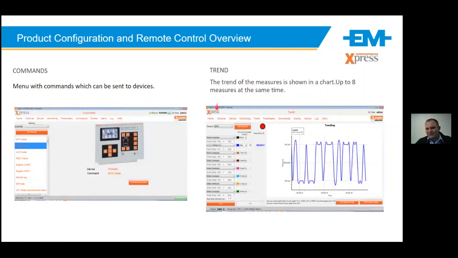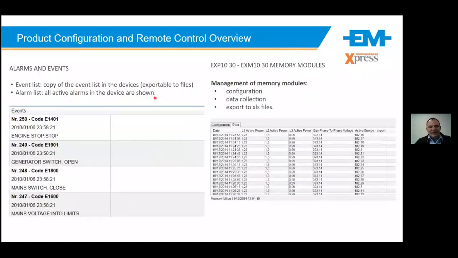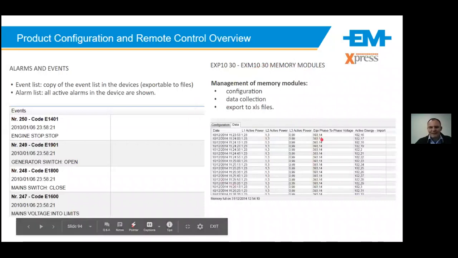When connected live, we can trend variables. So these can be trended in real time back to your PC, which is connected to the device. Again, you can export or save the alarms list and events, which is quite handy when you're troubleshooting. And then there's the memory module to configure and collect data.